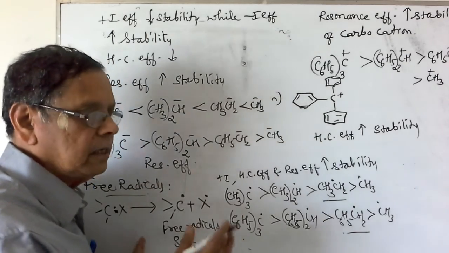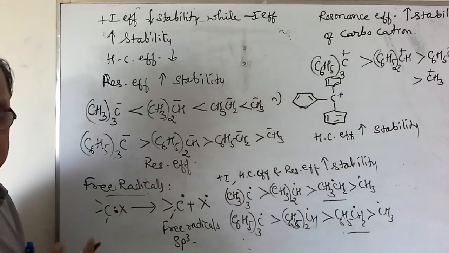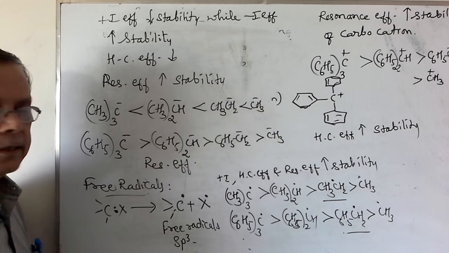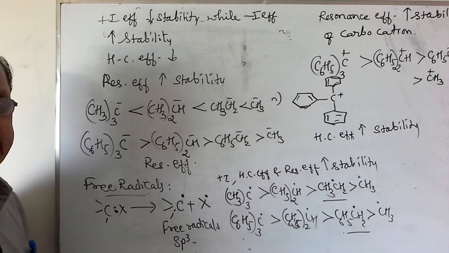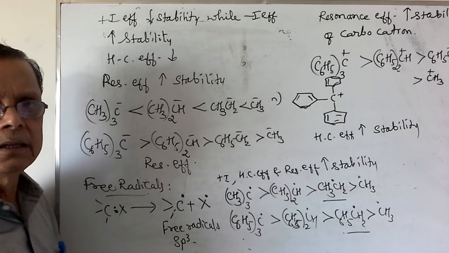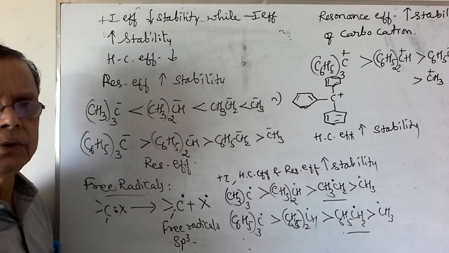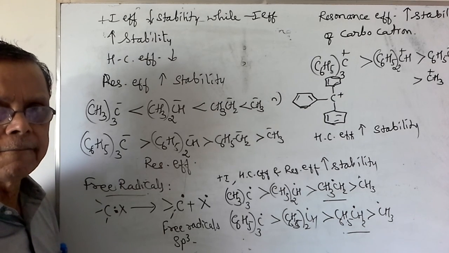So these are the various reaction intermediates that we come across in organic reactions. There are two more, like nitrene, carbene, etc., that you will study in the higher classes. Thank you.